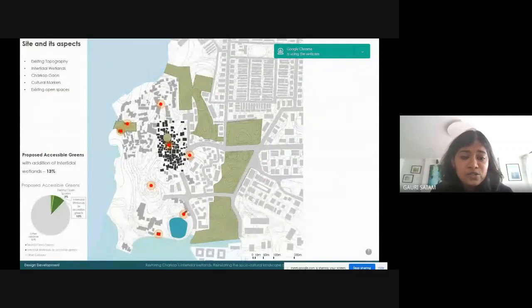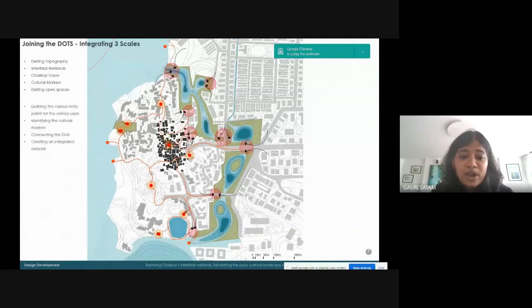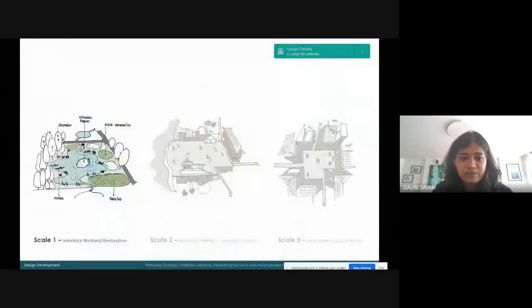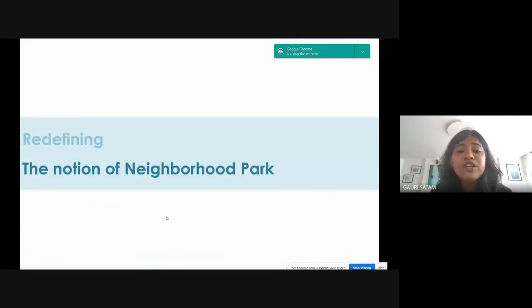By just making these patches of wetlands accessible to the people of Koliwada and the entire Charkop neighborhood, we add another 10% of open spaces to the neighborhood, making it 13%. Then, identifying the cultural markers, identifying the different points from which they would probably be accessing these wetlands, and creating a nexus, a connection of all of these together by joining these dots and identifying pause points and entry points together. So starting with my scale 1 intervention, let's redefine the notion of a neighborhood park.